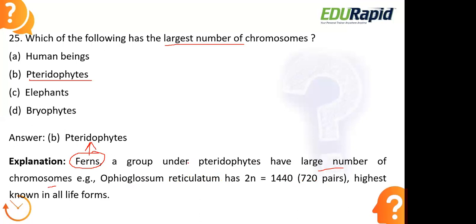It is the highest chromosomal number known among all life forms. Whether we consider the animals or the plants, this is the organism which has the maximum number of chromosomes, that is 1440. Usually pteridophytes are the group of organisms which has the maximum number of chromosomes.